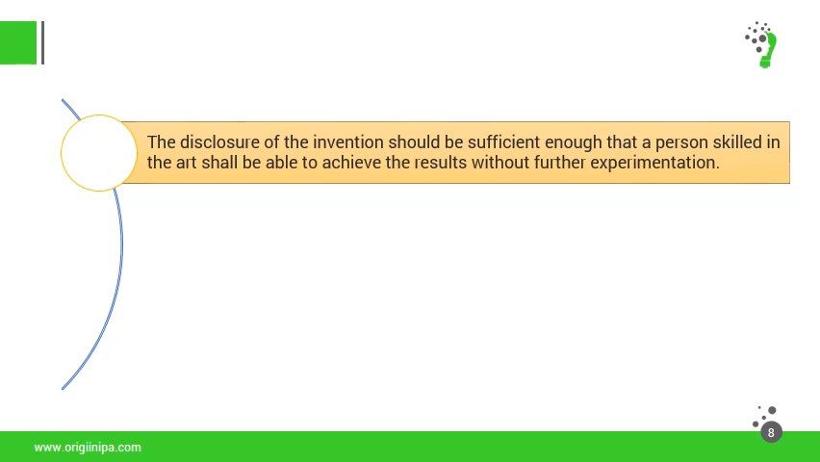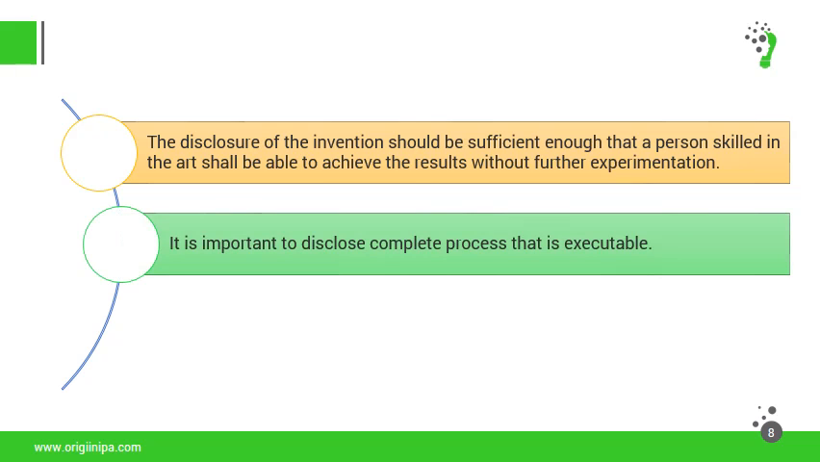The disclosure of the invention should be sufficient that a person skilled in the art shall be able to achieve the results without further experimentation. Incomplete documentation of the invention by the inventor resulting in incomplete disclosure of the same in patent specification may be one of the grounds for patent revocation or invalidation. Hence, it is important to disclose a complete process that is executable.